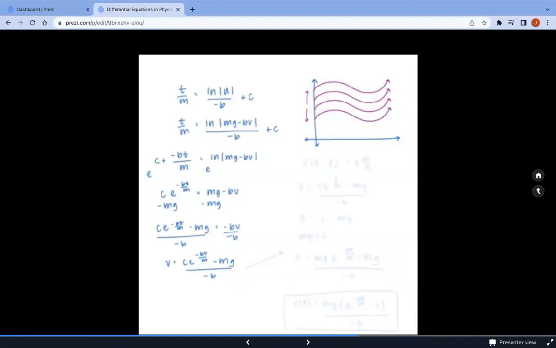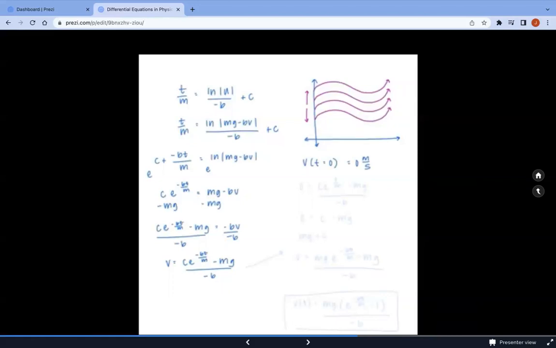Our c value can shift our graph up or down, as you can see on the graph in the top right. So we have to use our initial conditions in order to solve for the specific solution, not the general solution. Since this object was dropped, we know that its velocity at time t equals 0 is 0 meters per second.